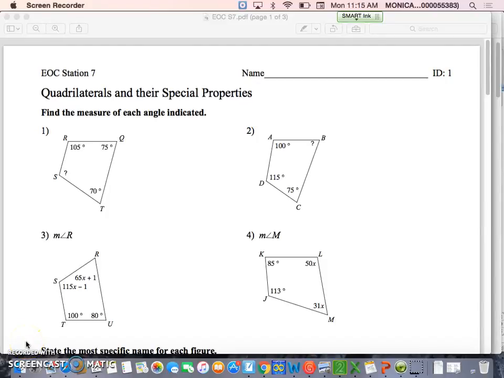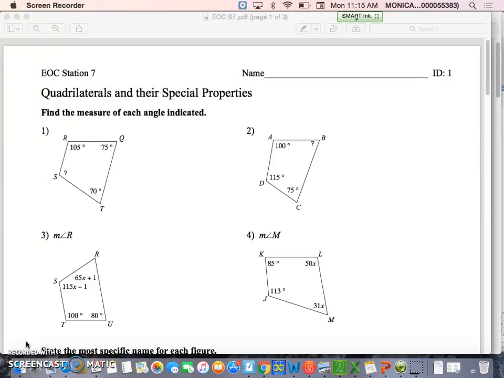This is where we're going to review quadrilaterals and their special properties. I believe this is Module 5. If you need extra help, there is a poster on the wall. There's actually two of them. One showing parallelograms and the other one showing other quadrilaterals that are special, but they're not parallelograms because they don't have two sets of parallel sides.